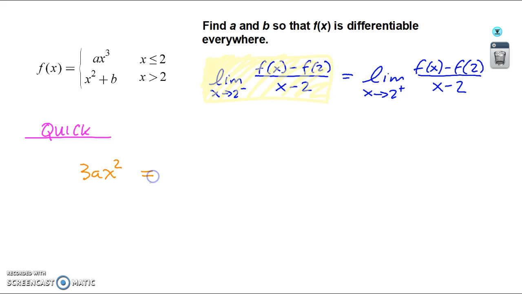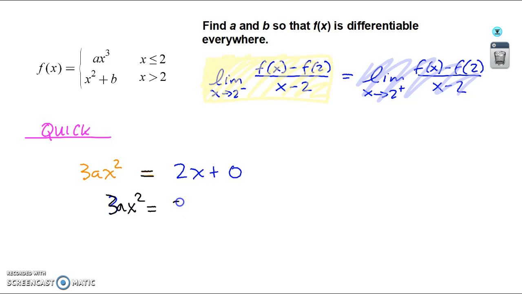Now we'll set that equal to the derivative of the right side. So that's f of x as you approach 2 from the right, or numbers bigger than 2. And that one would be, color coding again, the derivative then would be 2x. Notice that the derivative of b is just 0. I'm taking the derivative with respect to x, so b is just a constant. That's the derivative of b with respect to x, because b is just a constant as far as x is concerned.